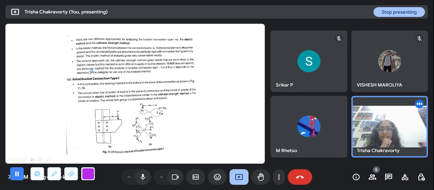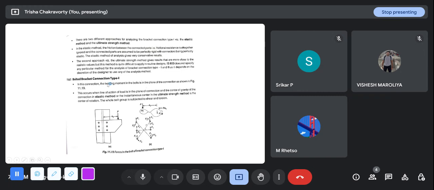IS-800 does not specify any particular method for analysis, so it depends on the discretion of the designer to use any of the analysis methods. Generally, the elastic method is used in undergraduate courses. This is the bolted bracket connection type 1.